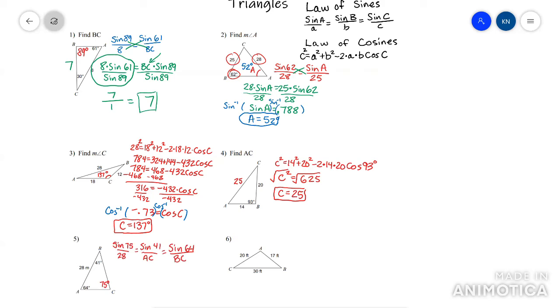All right, now you can just cross multiply and solve these things. So here's what I mean. The first one I would do 28 times sine of 41 has to equal sine 75 times AC. You'll end up having to divide by sine 75.